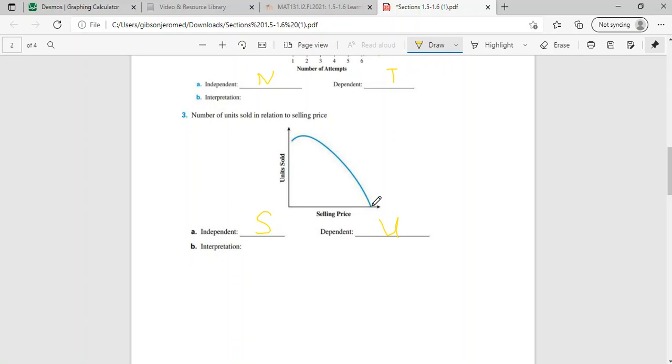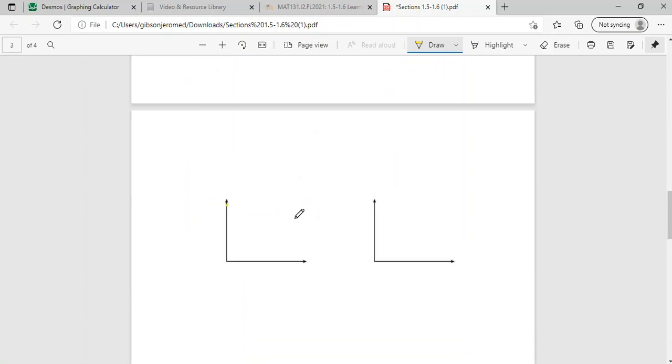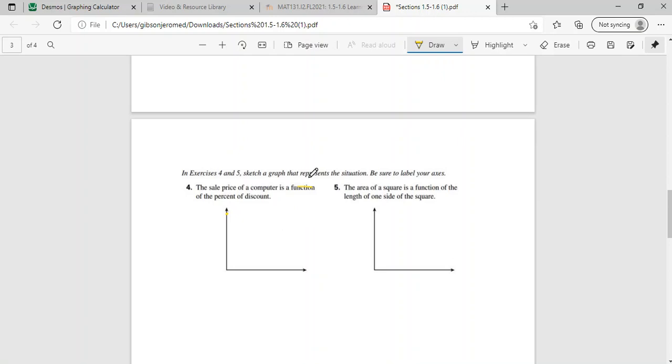So now we go to problems 4 and 5. This is still on page 43, but for some reason, when I was copying and pasting this, it skipped over to the next page. So these are the last two problems from 1-5. It says here, exercises 4 and 5, sketch a graph that represents the situation. Be sure to label your axes. The sale price of a computer is a function of the percent of discount. Now we have to determine which one would be on the x-axis and which would be on the y-axis, which would be independent, which would be dependent.